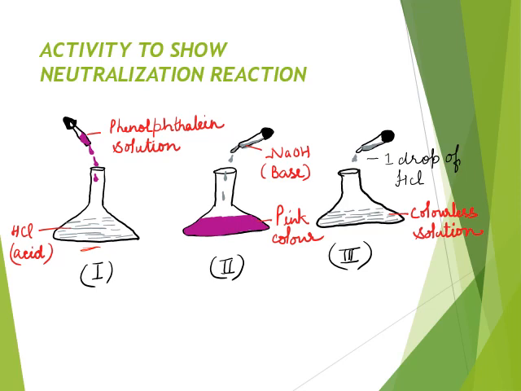On adding sodium hydroxide, which is a base, the solution will become pink. Why? Because phenolphthalein is already present in the solution and it shows a pink color with a base. Now add one more drop of dilute hydrochloric acid to this solution where HCl is present, phenolphthalein is present, and NaOH is present. To this solution you have again added an extra drop of HCl. So what will happen? Will there be any change in color?